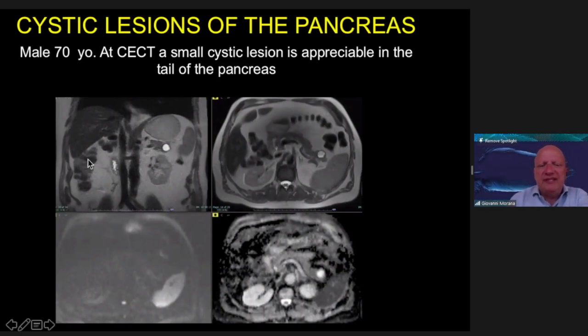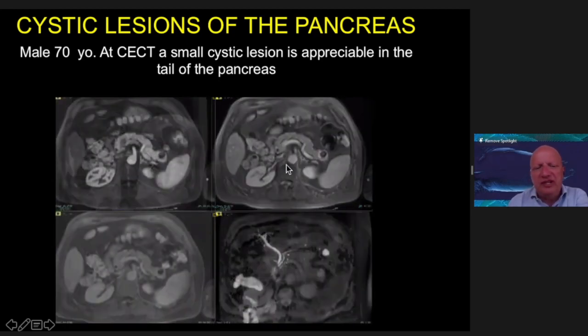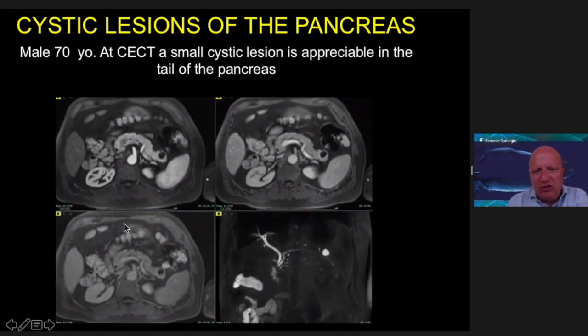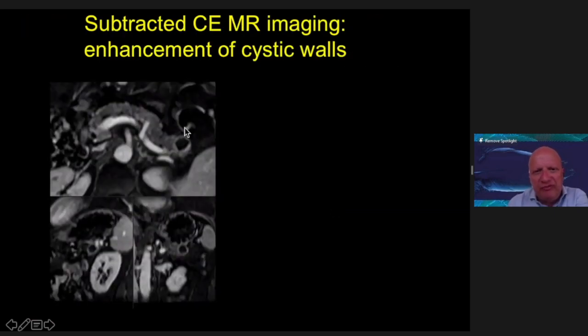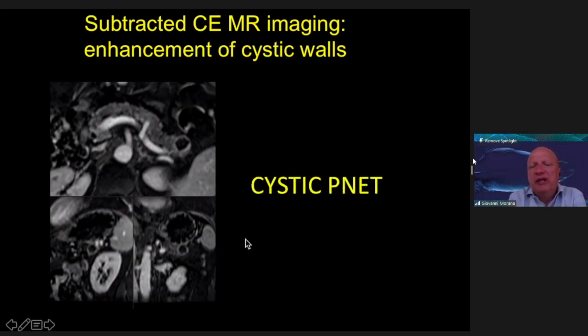Sometimes we can observe some atypical patterns that make it quite difficult to characterize the lesion, in this male, in the tail of the pancreas. No septa, no restricted diffusion, no abnormal signal intensity, and with the contrast media, we don't see any significant enhancement. But in reality, if we perform subtraction images, we see this small hyper-enhancing thick wall of the cyst. And this lesion turned out to be a cystic pancreatic neuroendocrine tumor.